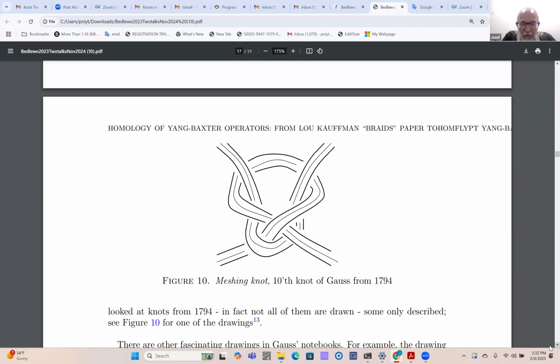So again, almost to connect with Lou. It was Sofia Lambropoulou who invited me to Göttingen and brought me to the old library in Göttingen, where, to my amazement, they let me go through Gauss' notebooks. I took a lot of notes. They did, in fact, take pictures for me, which I unfortunately now lost. But this I copied, the 10th knot of Gauss. And Gauss has many more.